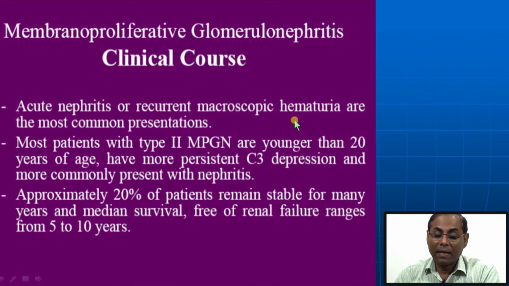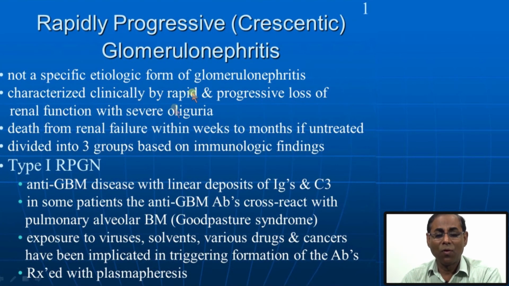Now, what is the clinical course of this MPGN? Acute nephritic presentation and recurrent microscopic hematuria are the most common presentations. Sometimes they can have a nephrotic presentation also, and most patients with type 2 MPGN are younger, under 20 years of age, and more have a persistent C3 depression and more commonly present with nephritis. Approximately 20% of the patients remain stable for many years, and median survival free of renal failure ranges from 5 to 10 years. So, they have a chronic progressive course.